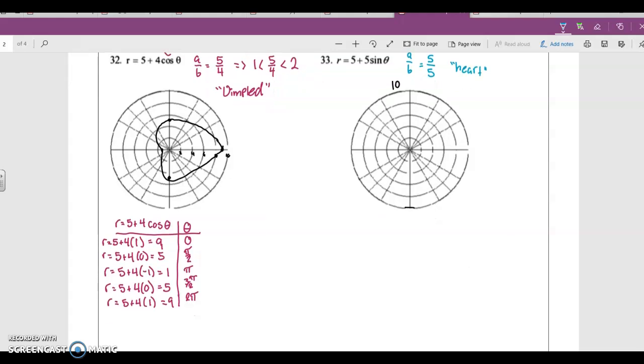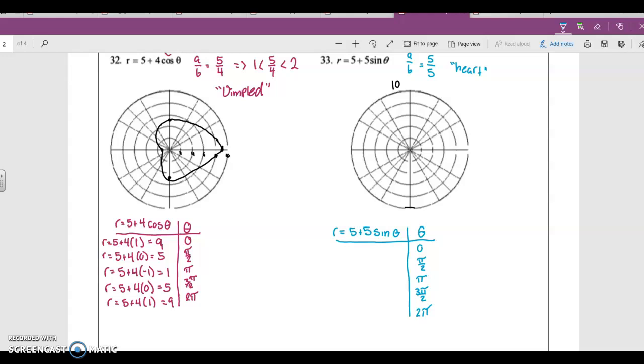So next thing, we make our table. R is equal to 5 plus 5 sine theta. And we want to do this for our different theta values. So again, we always pick the easiest values of theta that we possibly can. So you saw in the last example, we did these 5, and it gave us a fairly good outline, again, except for my horrible handwriting.